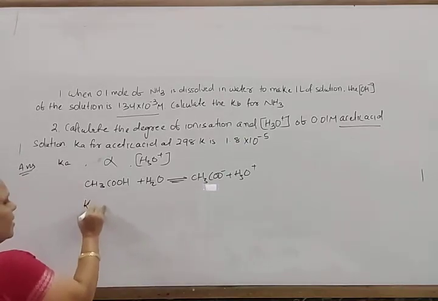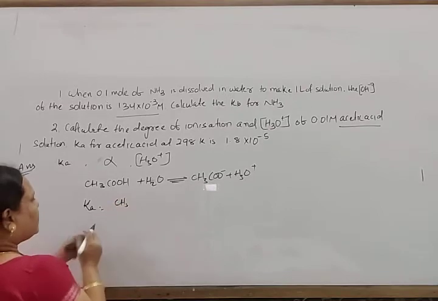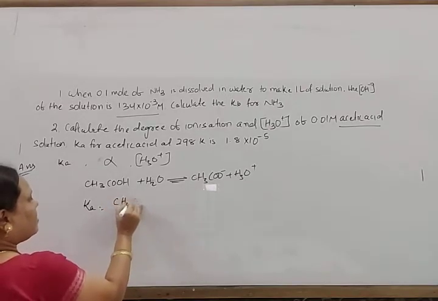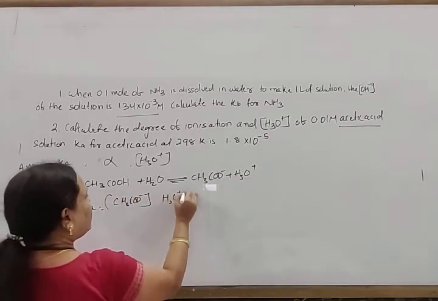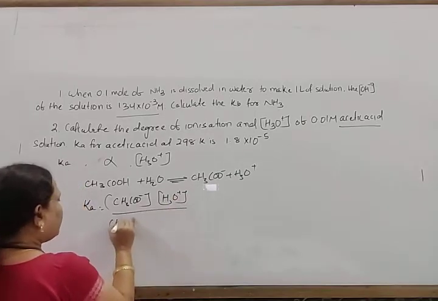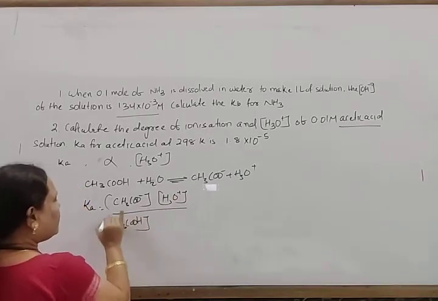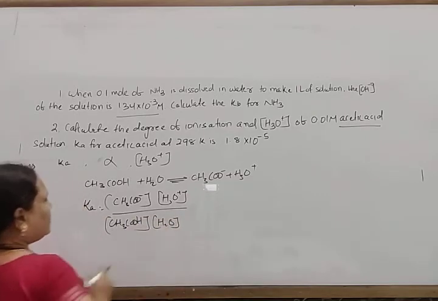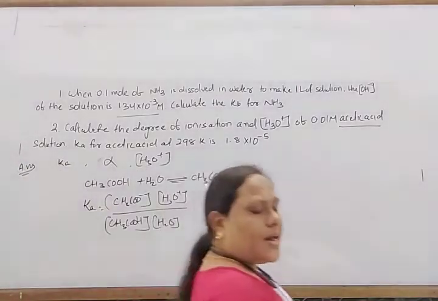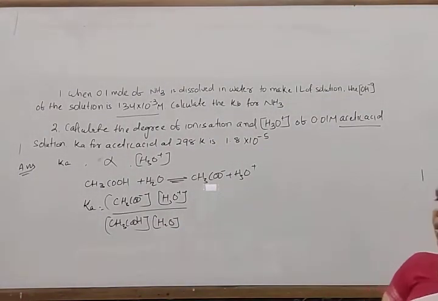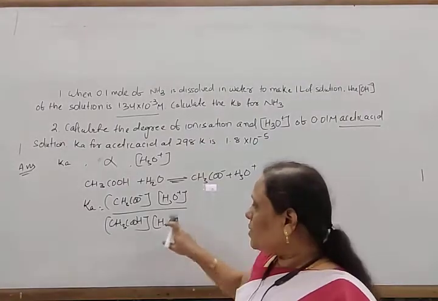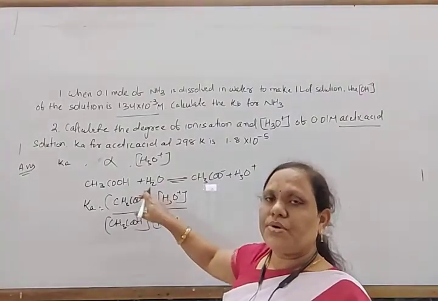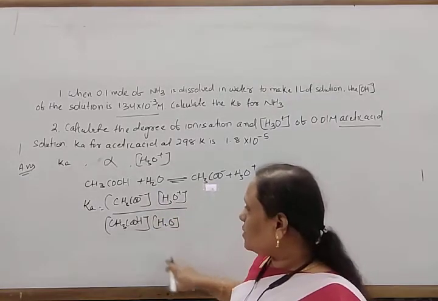Then what is the value of Ka? This Ka is equal to CH3COO- concentration times H3O+ concentration divided by CH3COOH into H2O. Just apply the law of chemical equilibrium, and in this way you can find the value. And I have also told you that for a pure liquid or pure solvent, the concentration is taken as 1, so this water is taken as 1.